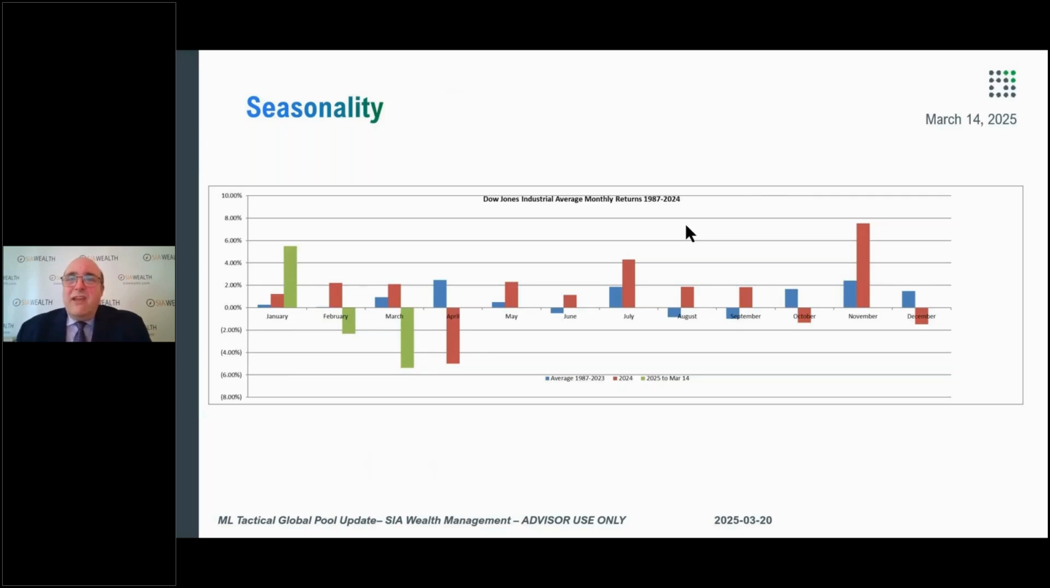But once we get past April, which historically has been a good month for stocks, we get into the summer, which is historically choppier. May, June, July, August, September, October: those months are historically weaker and more volatile for markets. So that's something to remember as we move into the middle of the year.